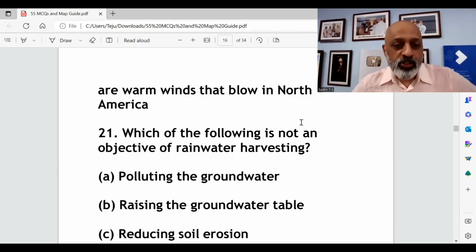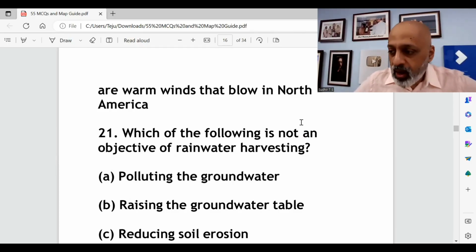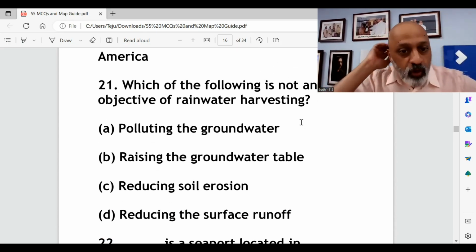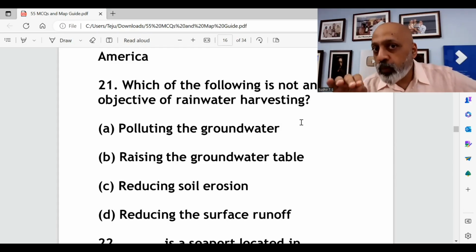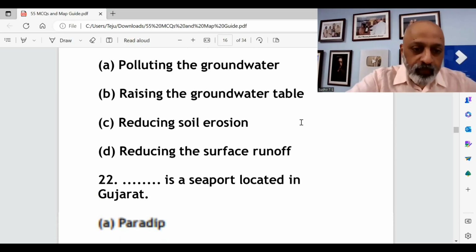ओके, ये प्री बोर्ड का पेपर का क्वेश्चन है। Which of the following is not an objective of rain water harvesting? ओके, रेन वाटर हार्वेस्टिंग का कौन सा it is not an objective? जहां पर भी नॉट देखें तो आपका एंटेना खड़ा हो जाना चाहिए। Polluting the groundwater, raising the groundwater level, reducing soil erosion, or reducing the surface runoff. The correct answer is A. Obviously, rainwater harvesting ka objective is not to pollute the groundwater, right? So it's not. The other three are its objectives.